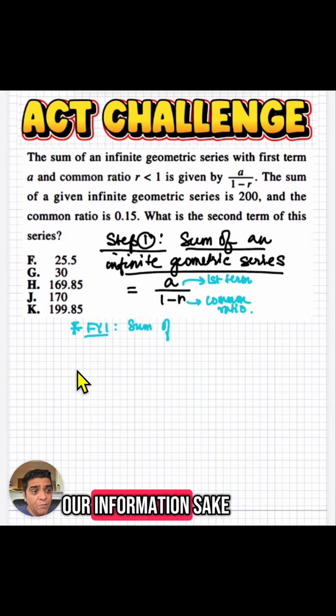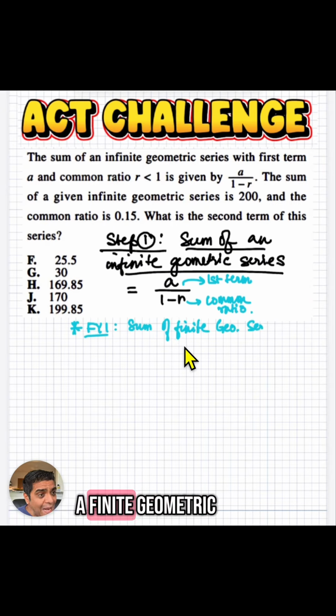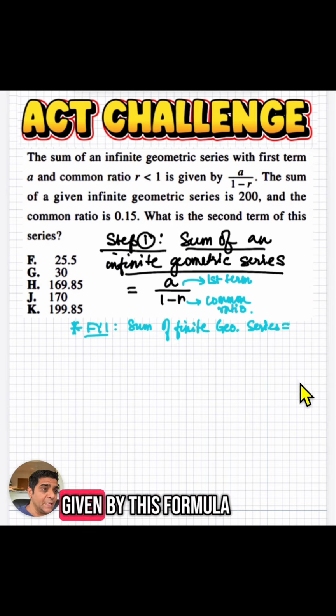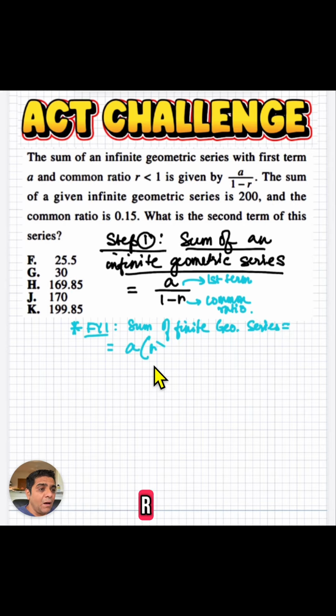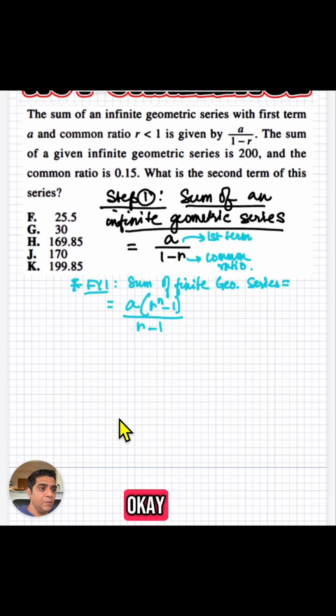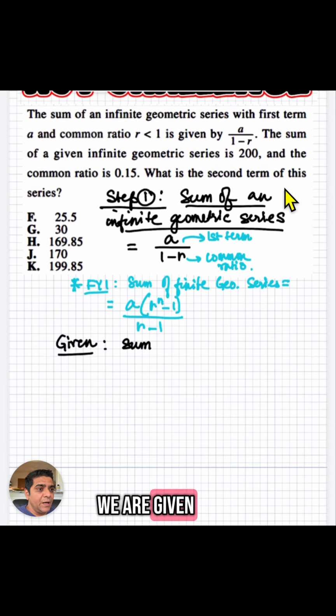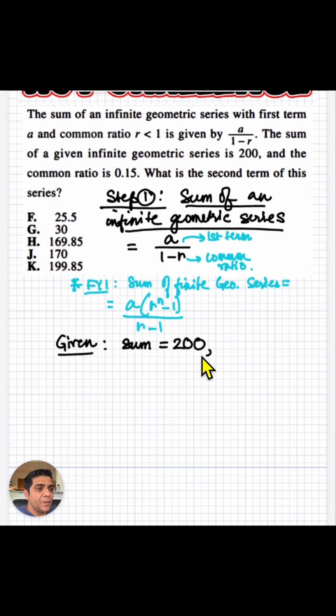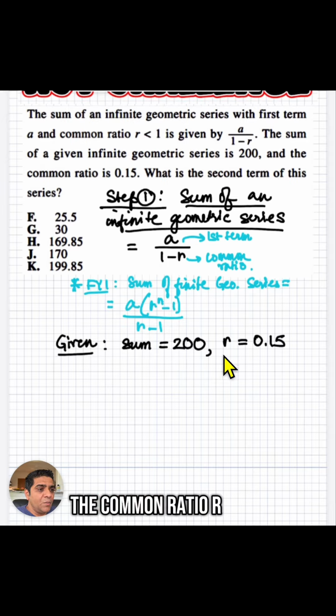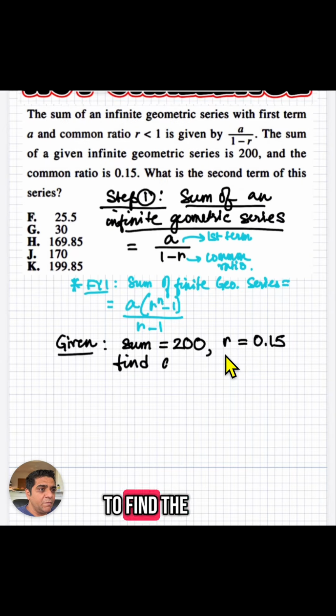And just for our information's sake, the sum of a finite geometric sequence is given by a times (r to the power of n minus 1) divided by r minus 1. Okay? All right. So what are the givens? We are given that the sum is 200 and the common ratio r is 0.15. So we are going to find the first term, a.